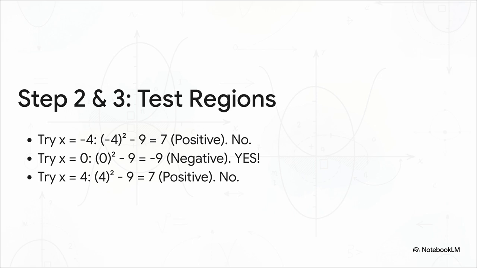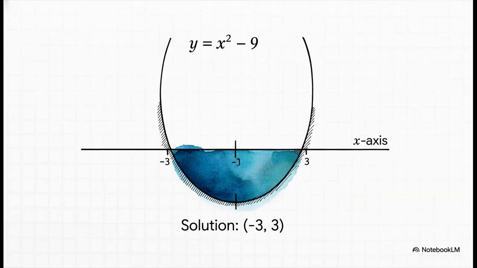And just to be sure, let's test the last zone with x equals 4. That gives us a positive 7 again, which doesn't work. And so there's our answer. The only region that actually worked was the one between our 2 roots. So the solution is all the numbers between negative 3 and 3.